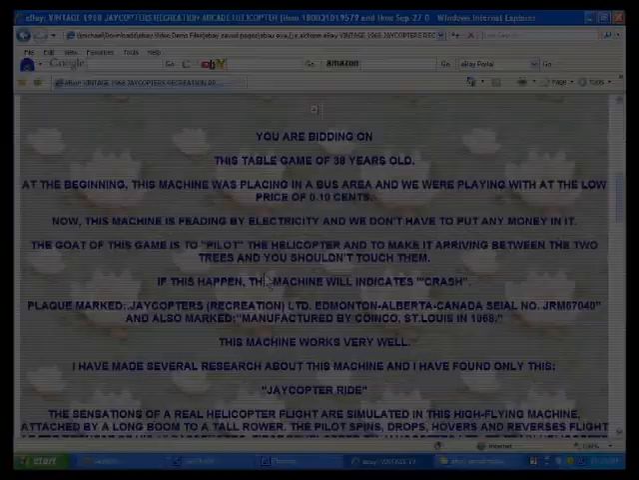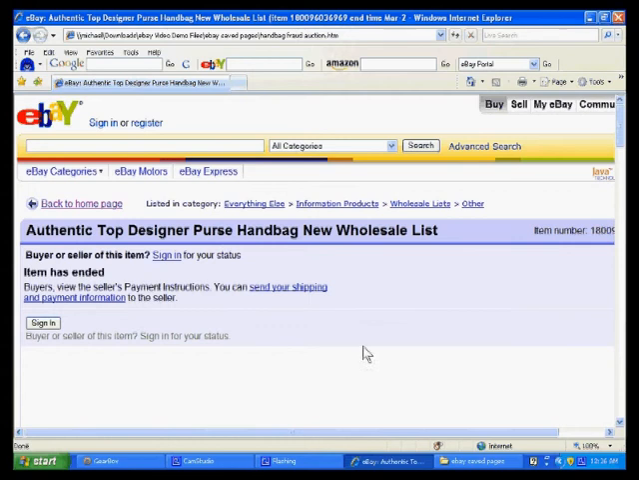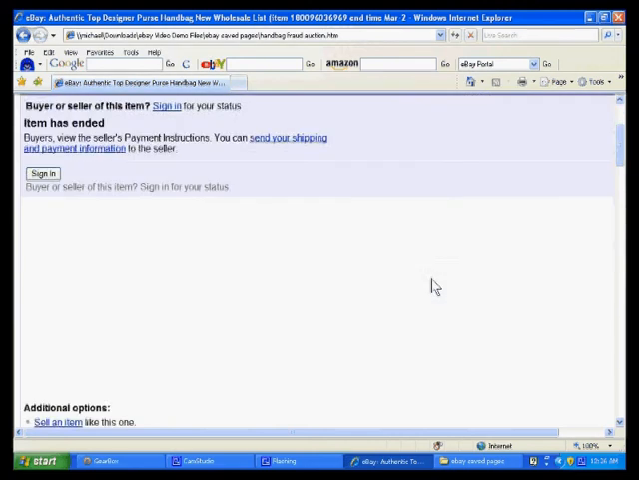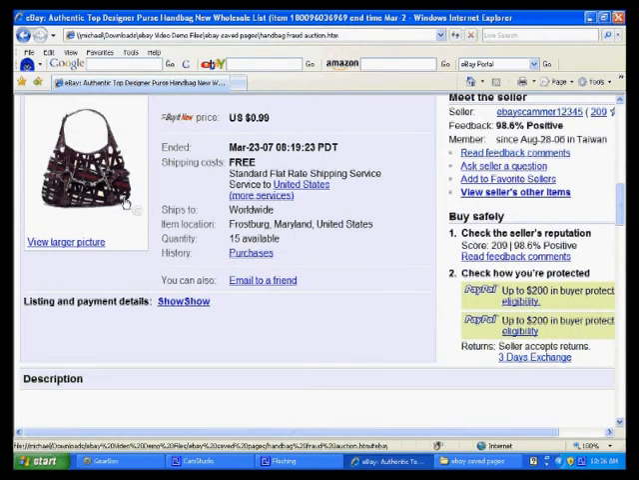Here's an example of a deceptive auction. The title says, "Authentic Top Designer Purse Handbag, New Wholesale List." From the title, it sounds like they're offering a top designer handbag at a wholesale list price. If I scroll down, I see a buy it now price of 99 cents and a stock photo of a purse. The low price is an immediate tip-off.